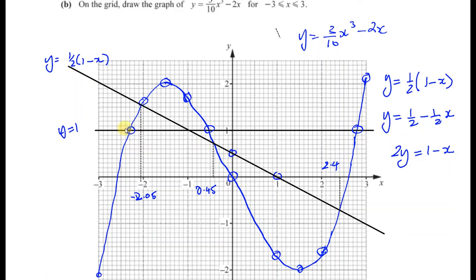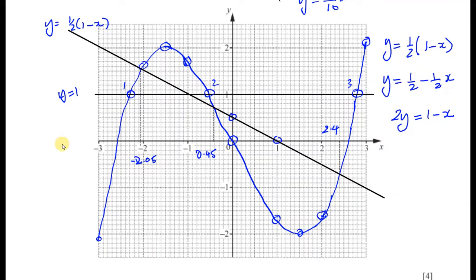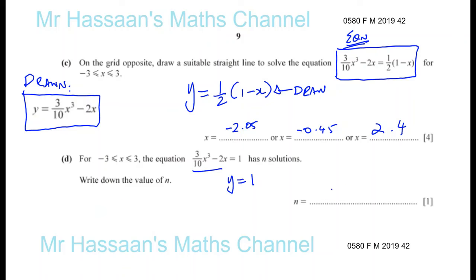They're not asking us to find those solutions, they're asking us to give the number of solutions. It's 1, 2, 3 places where that line and that curve will intersect. So you can say n equals 3. And that's the answer to that question.